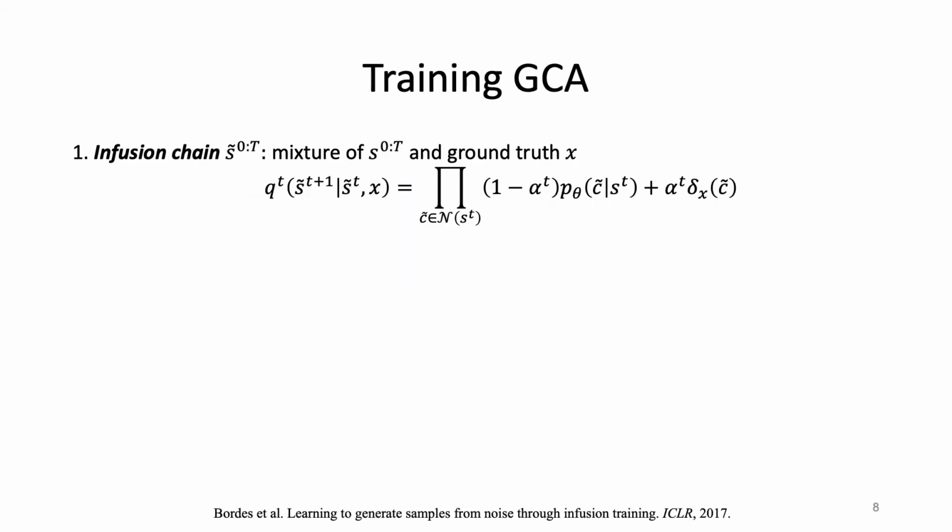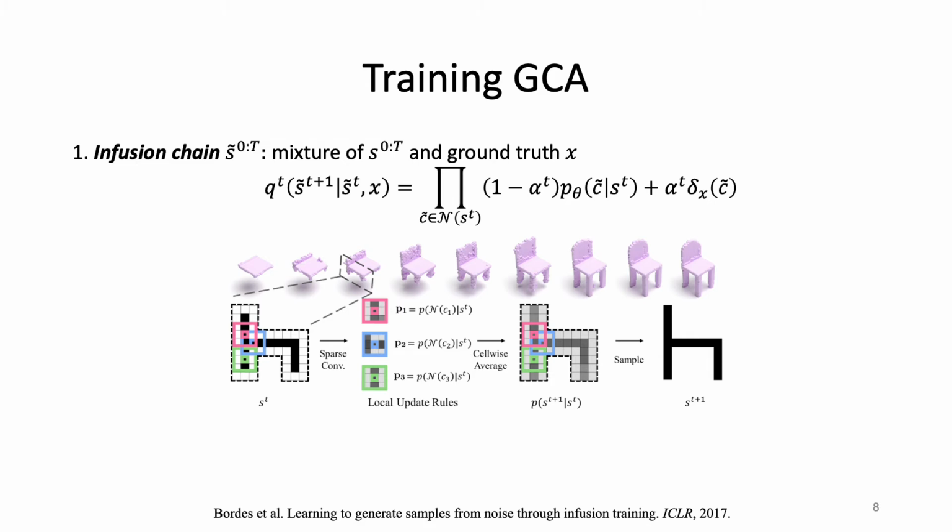Next, I'll explain the training procedure of GCA. GCA trains by sampling from the learned transition kernel and infusing the ground truth shape X. We denote the sequence as S tilde, and call S0 to ST the infusion chain. Specifically, the distribution of the infusion chain is defined as the mixture of the transition kernel and the ground truth. Using the previous figure, the ground truth X is infused after computing the whole neighborhood occupancy probability.